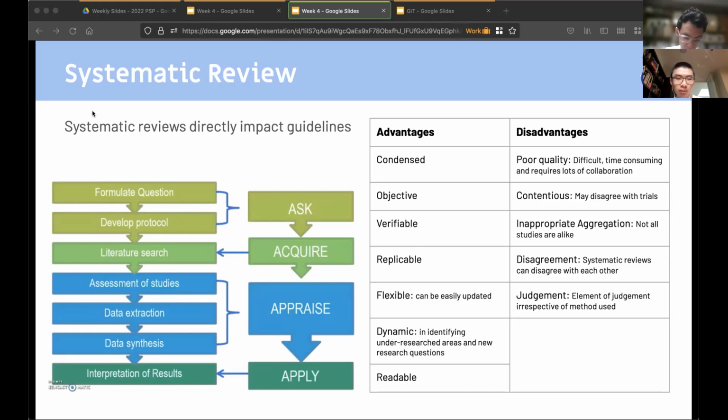And also there's inappropriate aggregation because ideally, you'd have studies studying the same topic, but they might differ in certain ways. So for example, some might be looking into wounds after skin grafts, others might just be looking at leg ulcers, which means that sometimes pulling them together can cause a bit of a problem.